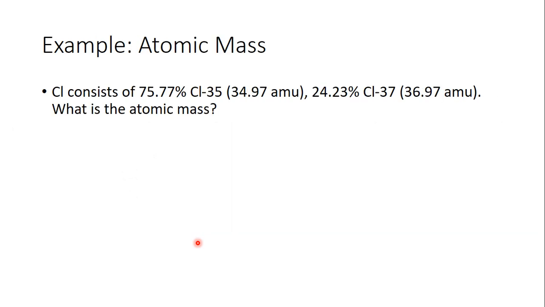So let's actually do an example calculation. Chlorine consists of 75.77% of chlorine-35, which has an atomic mass of 34.97, and 24.23% of chlorine-37, which has an atomic mass of 36.97.